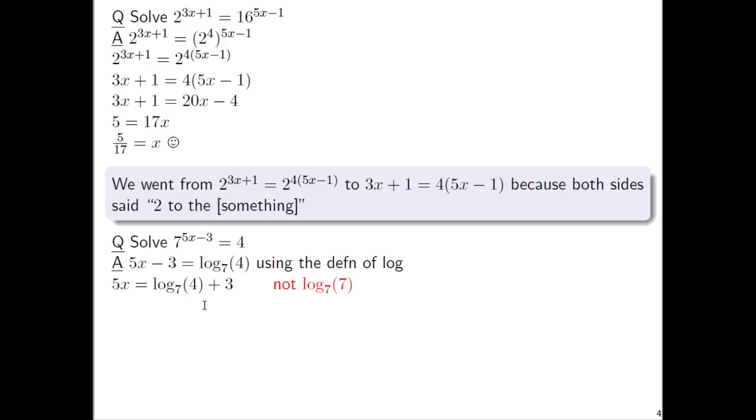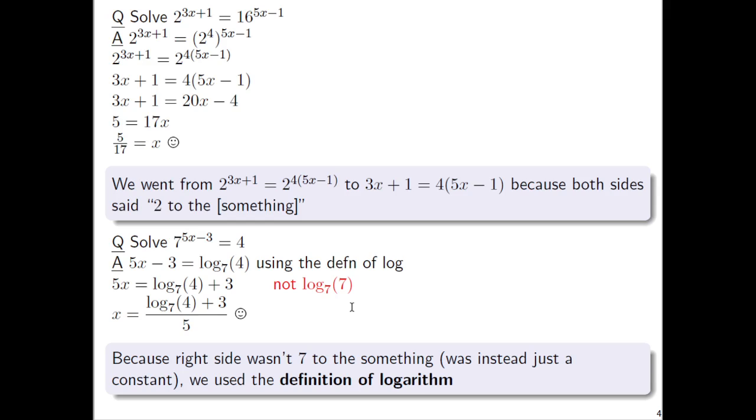Let's add 3 to both sides. Note that when you do that, you'll have 5x equals log base 7 of 4, then a plus a 3. So you don't have log base 7 of 7. There's no 4 plus 3 going on in the problem here. Now divide both sides by 5, and so you have x equals log base 7 of 4 plus a 3 all over 5.